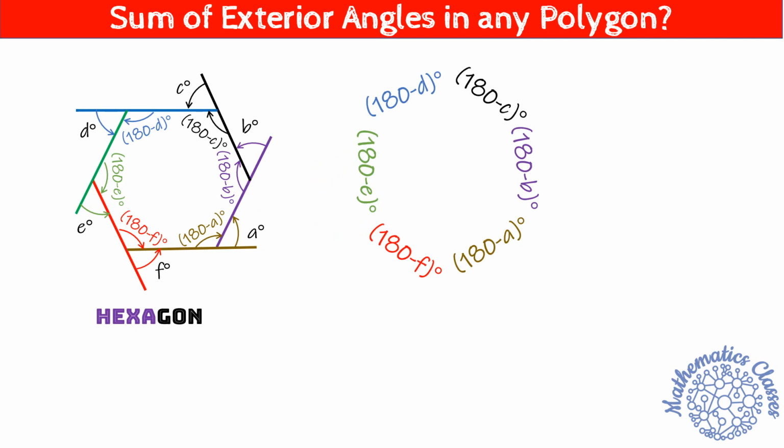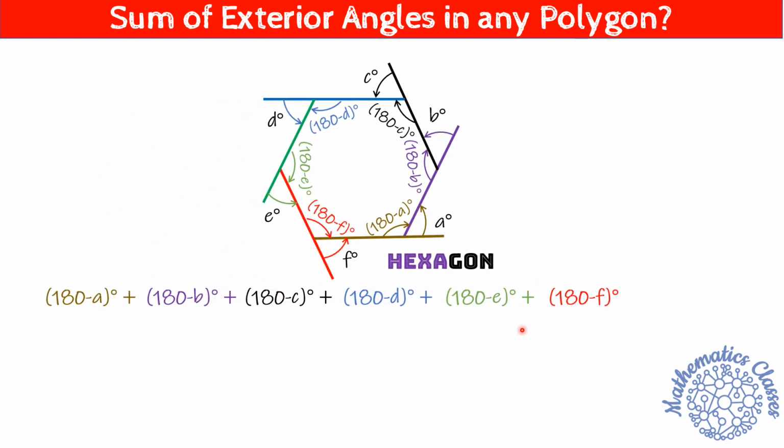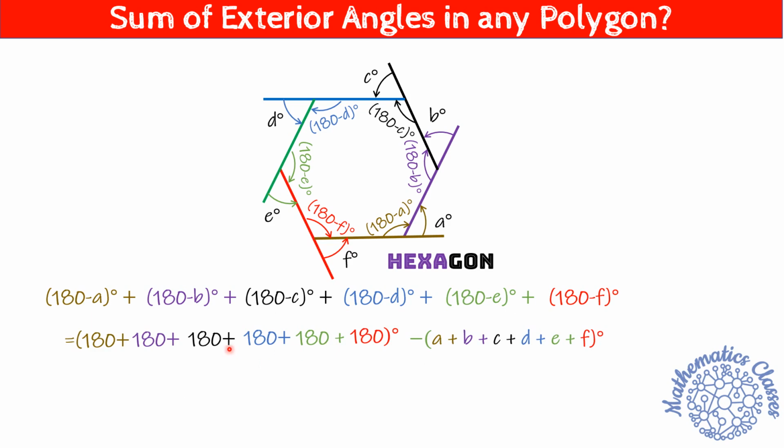Let us find out the sum of all the interior angles of this hexagon. We have all these interior angles. So, adding them together, we get (180 minus A) up to (180 minus F) degrees, and we have 6 times 180. We can group together all the angles of 180 degrees and these exterior angles by taking the minus sign as common. We get 180 times 6 minus the sum of all the exterior angles.